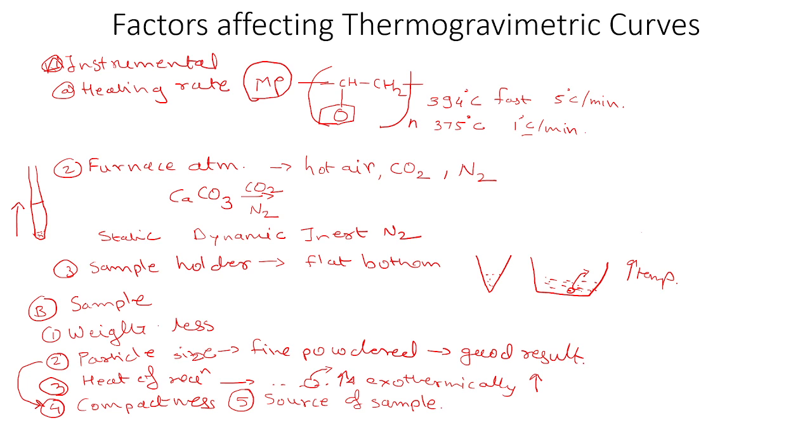But if you have heat of reaction, then it is going to affect, you cannot control. But in the analysis you can mention that due to exothermic or endothermic, whatever kind of reaction is taking place, there is the error. So considering all these things, you can make an errorless interpretation, or you can record the errorless thermogravimetric curves.